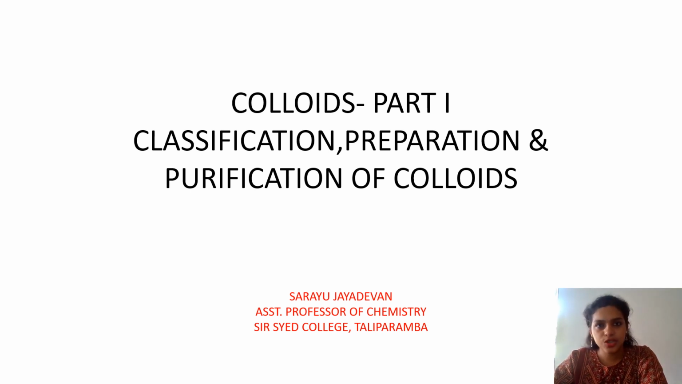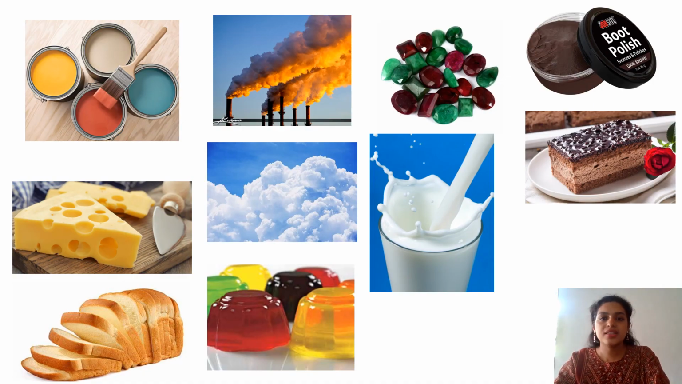Hi all, today's topic of discussion is colloids. We'll be dealing with the classification, preparation and purification of different types of colloids. So you can see some pictures here. All of these are examples of different types of colloidal systems. You can see paint, smoke, gemstone, wood polish, cheese, bread, jelly, clouds, milk and cake. These are all different types of colloidal systems.